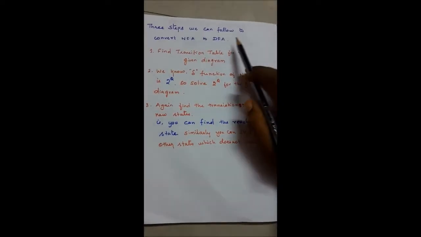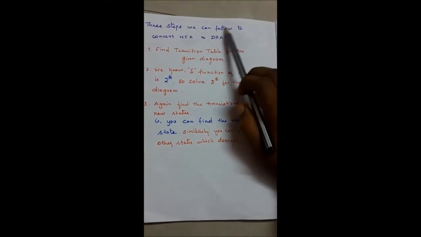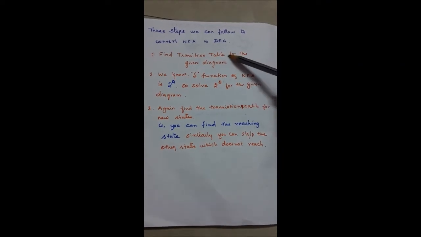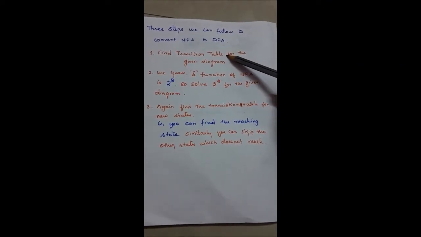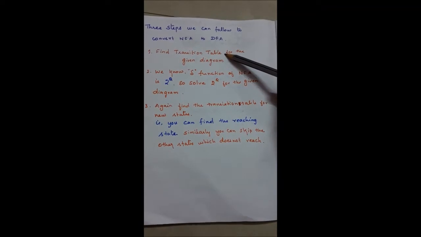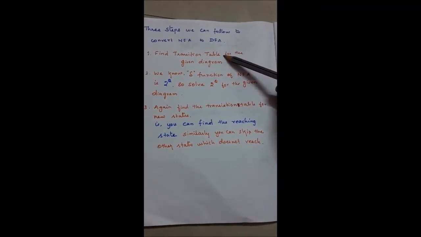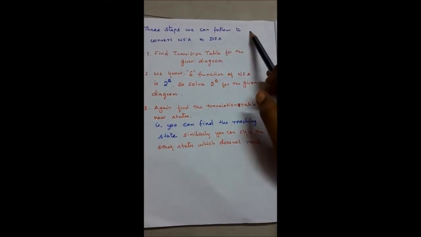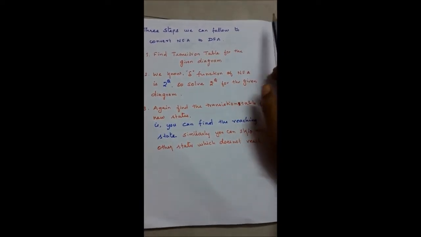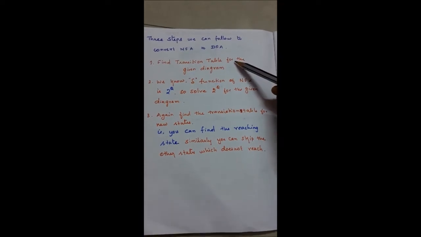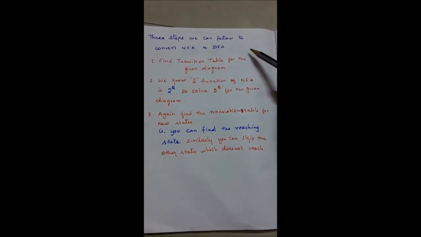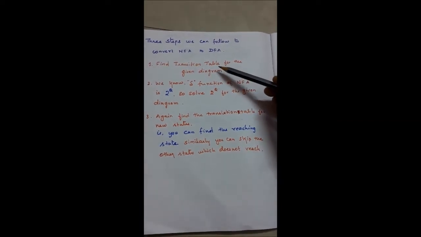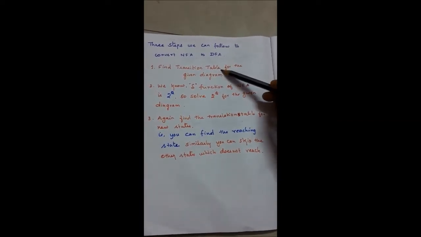To convert NFA to DFA, we will follow 3 steps. I have given those 3 steps. The first step: whatever is given, either in a language or as a diagram, or sometimes they may give the NFA as a transition table. If they give it as a diagram or a language, we want to convert that into the transition table. So that is the first step.